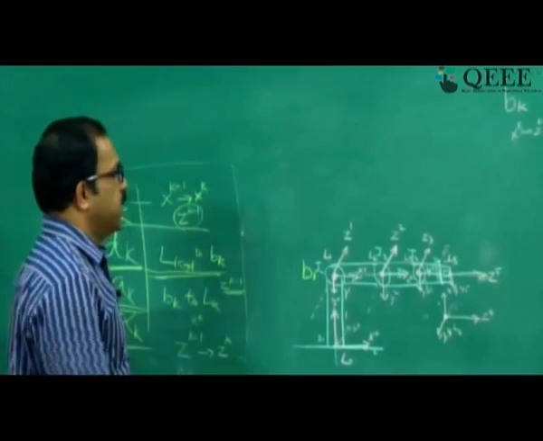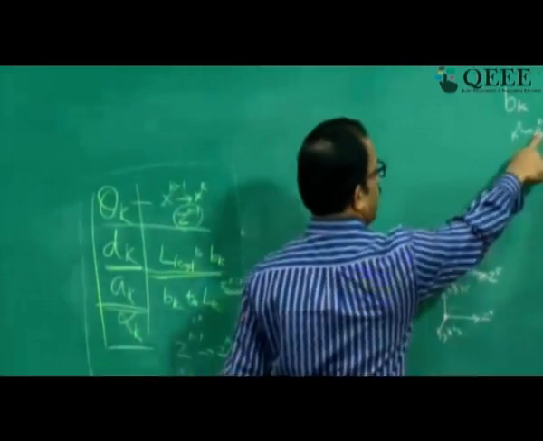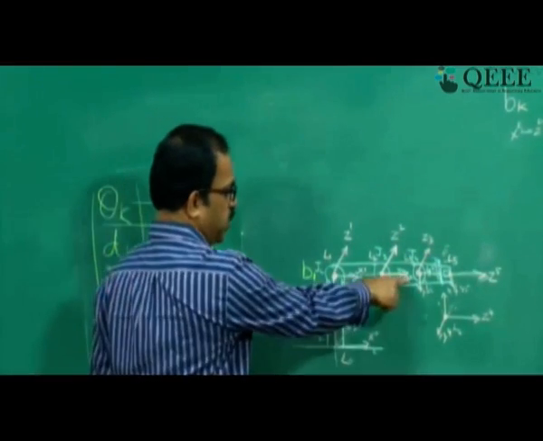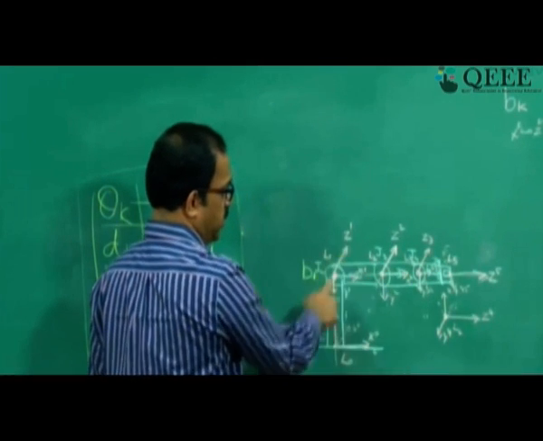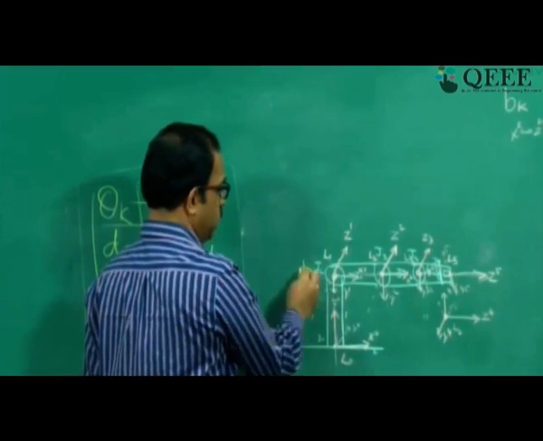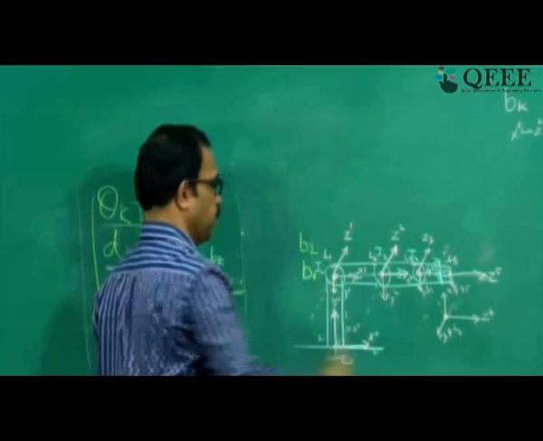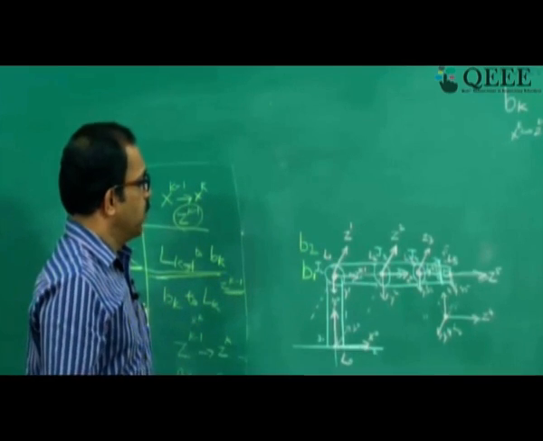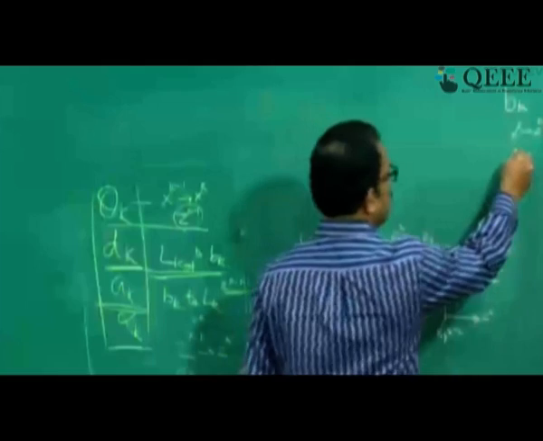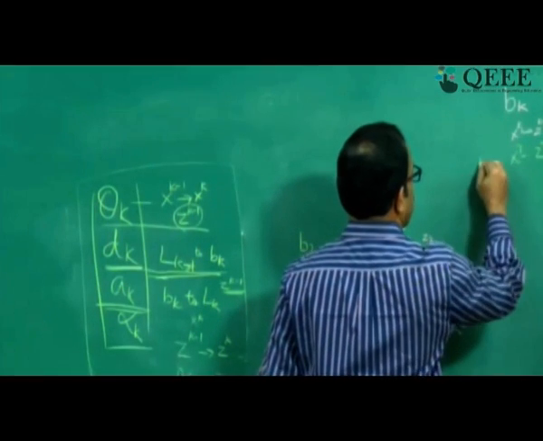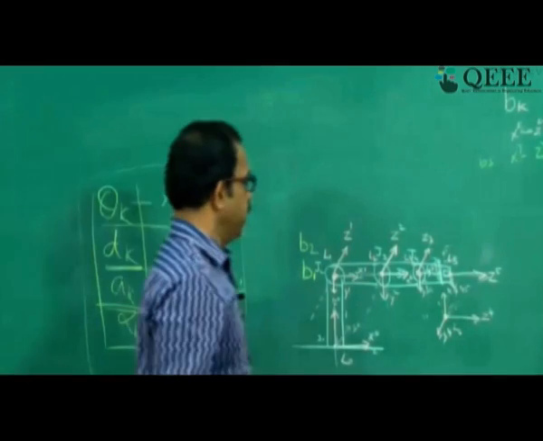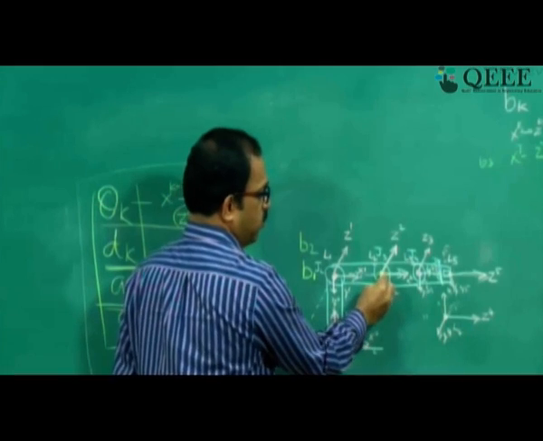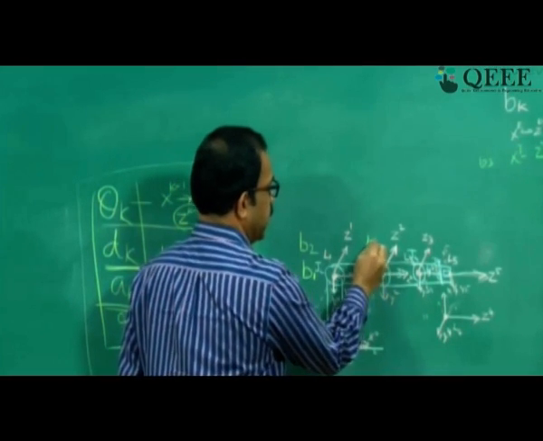And the next, B2, is x2 and z1. So what is the intersection of x2 and z1? x2 is this axis and z1 is this. The intersection of x2 and z1 will be here. So this is B2. Now B3 will be x3 to z2. So x3 is this and z2 is this. The intersection will be here, so we will have B3 here.